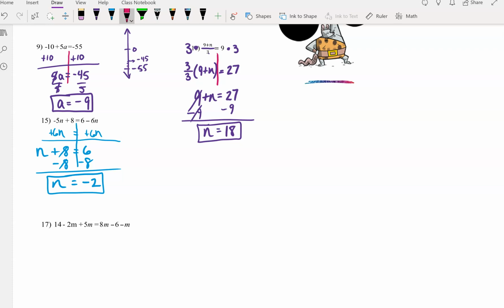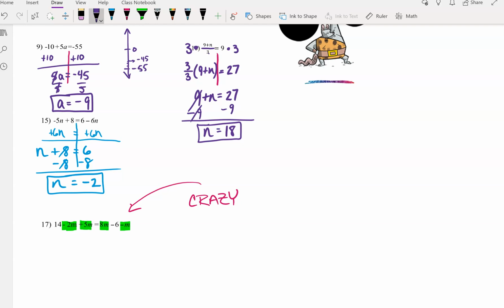Okay, guys? This one, oh my gosh, this one is crazy. There are so many different variables in this one. Okay, so let's take a minute and I'm just going to use my highlighter and highlight wherever I see the terms with an m in it. So there's a -2m, and there's a +5m. That's on one side of my equation. Here's a +8m and a -m. That's on the other side of my equation.